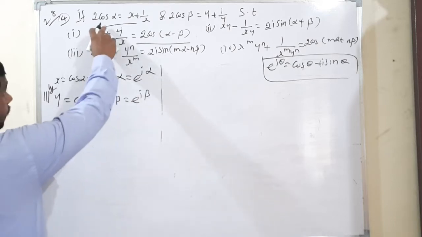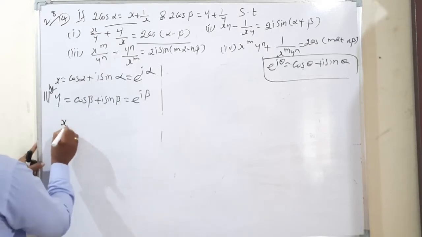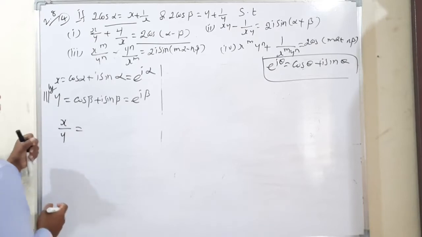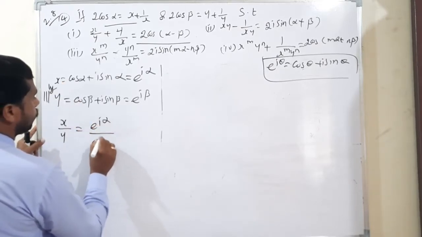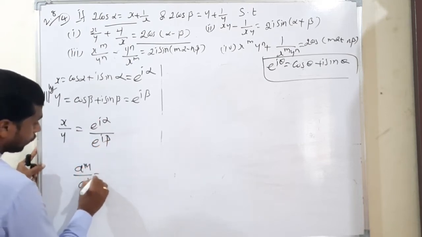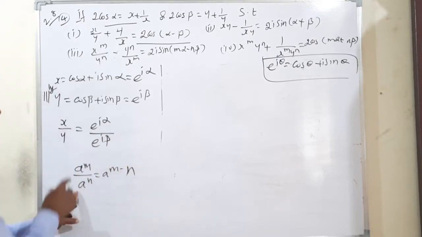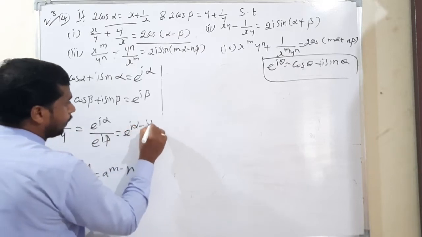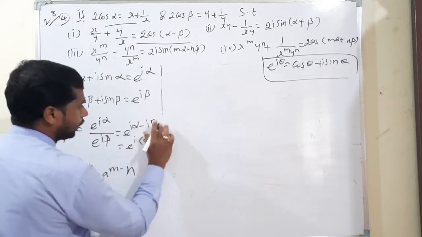Now the given condition x by y, isn't it? So now x by y is equal to, what will happen? x by y means, look at there, e to the power i alpha divided by e to the power i beta. Already we know the law of indices, a to the power m divided by a to the power n means a to the power m minus n. How? The base will be the same. Here also the base will be e. Therefore e to the power i alpha minus i beta. So again, taking e to the power i common outside, we get alpha minus beta.